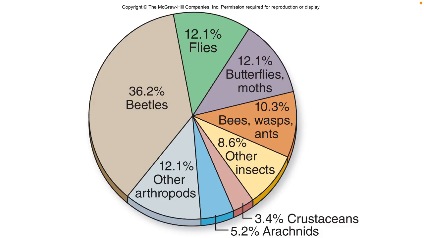Okay, so here is a breakdown of what makes up arthropods, just to give you an idea of what kind of animals these are. Beetles, big slice of it. Then you've got your flies and your butterflies and moths, bees, wasps, ants, crustaceans, so your lobsters, your crayfish, they belong to arthropods, arachnids, those are your spiders. And then other arthropods, I don't even know what they mean by other, but other.